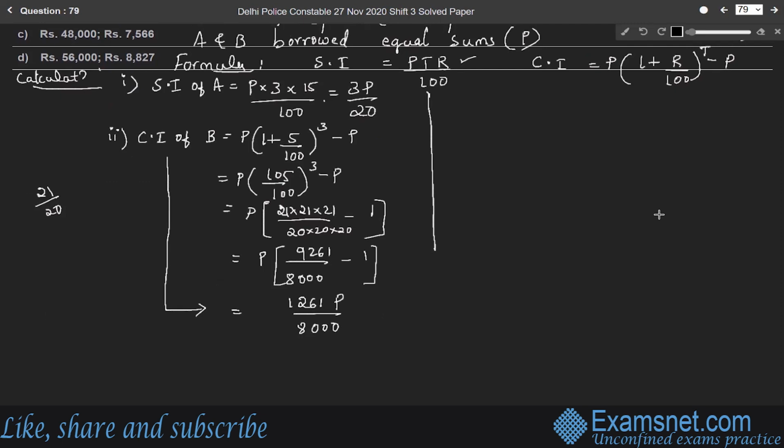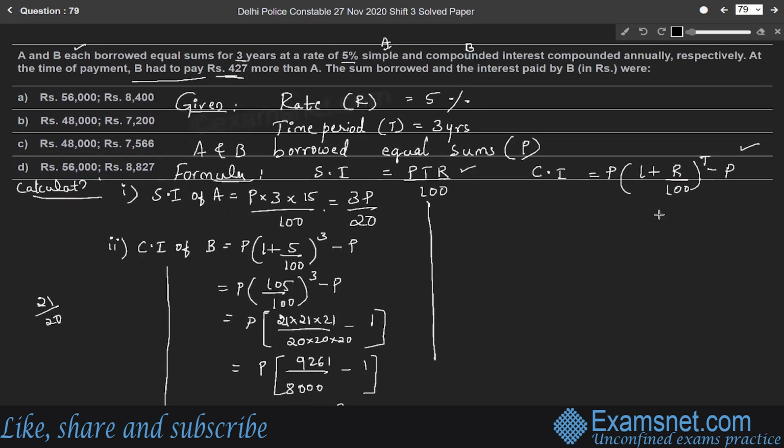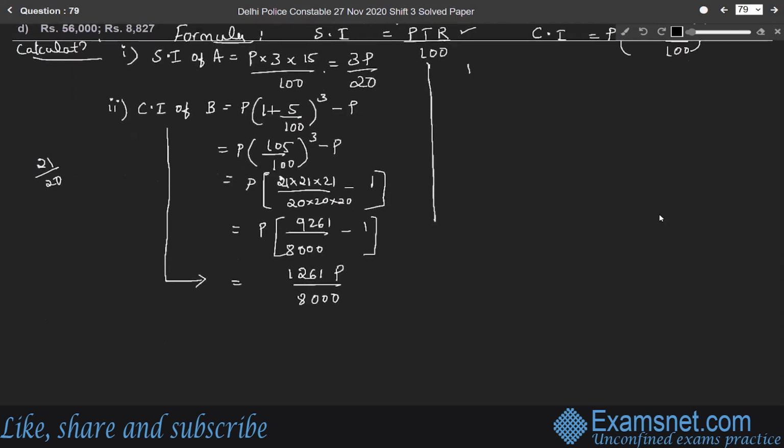So according to the question, come back to the question. The difference in their interest is 427, right? So let us find the difference in the interest. Here B has to pay more interest than A. Therefore, let us consider the compound interest of B first.